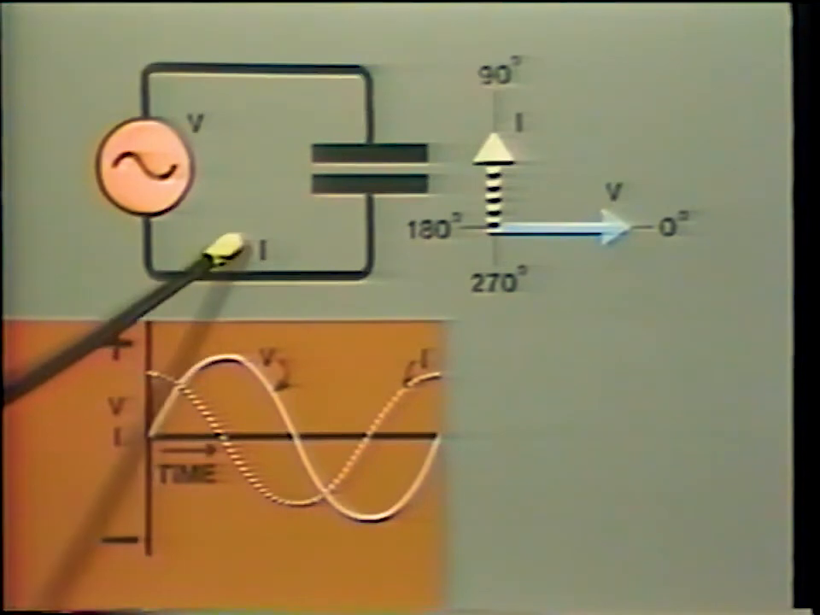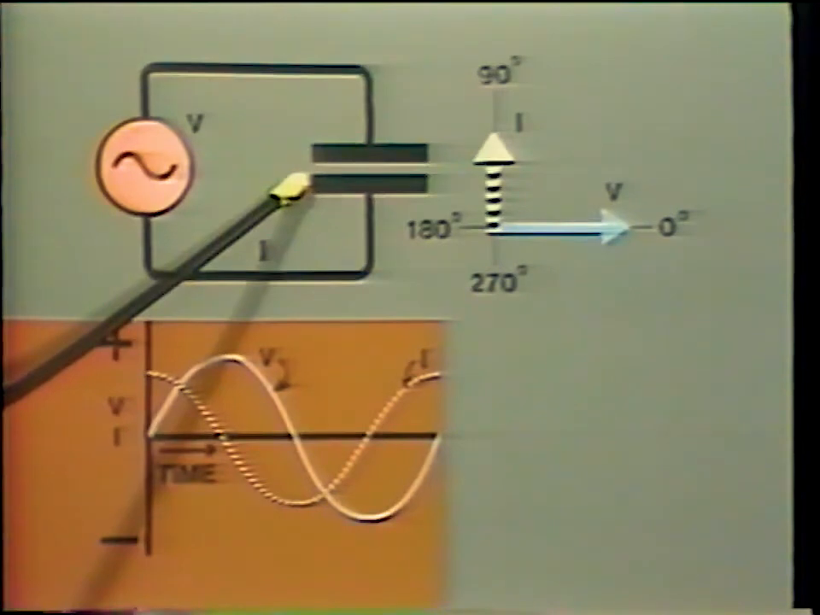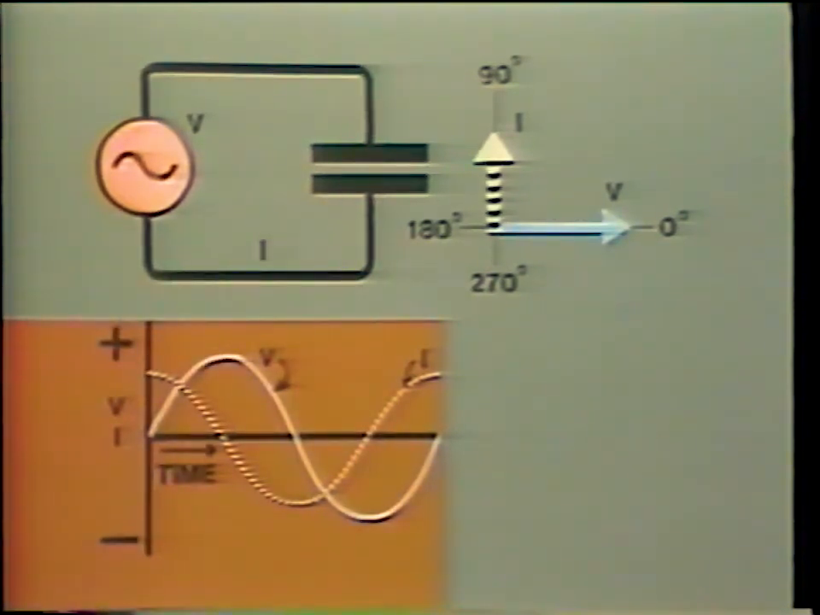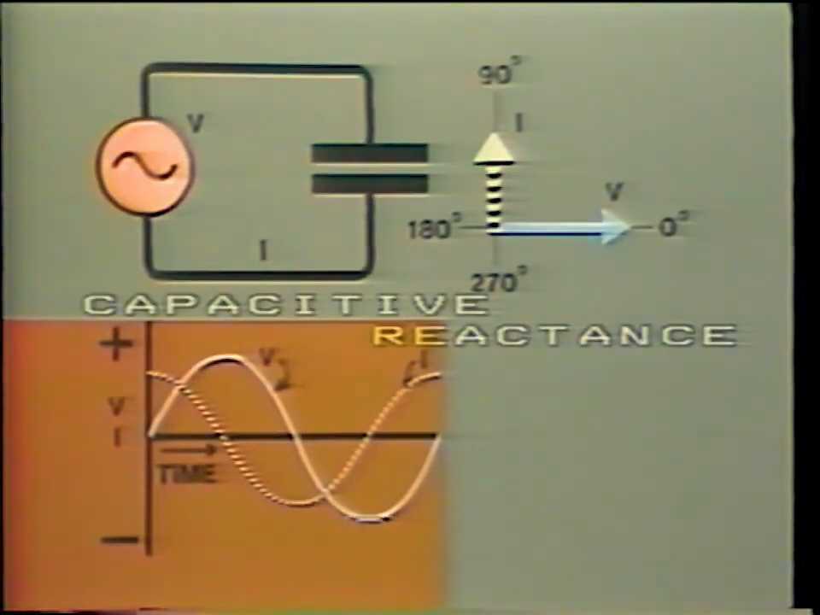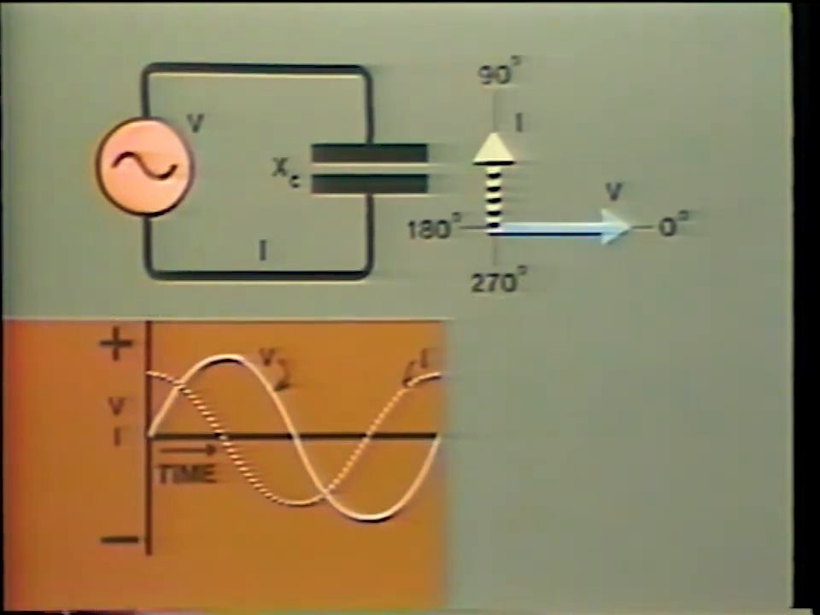How much current flows? Again, it depends on the amount of opposition to current flow in the circuit. In a capacitor, opposition to current flow is called capacitive reactance, and it is indicated by the symbol X sub C. And this is measured in ohms. RMS current will be equal to the RMS voltage divided by the capacitive reactance, X sub C. But what is the value of power in this pure capacitive circuit?